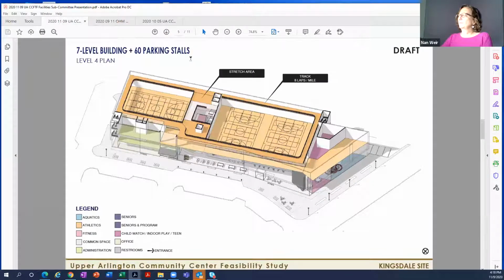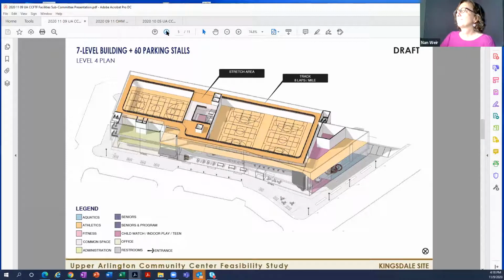And then on this next level, it's pretty much the same. There was a question about how many laps it is per mile around the track. It's approximately 8. So this, again, there would just be a couple of small restrooms on this level.